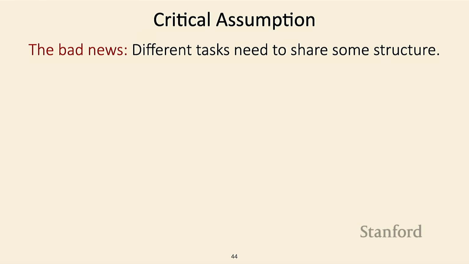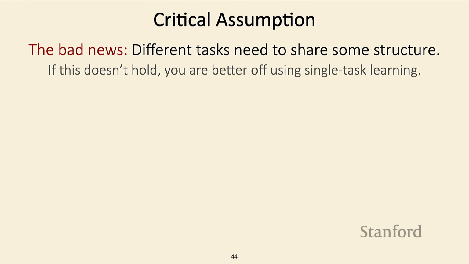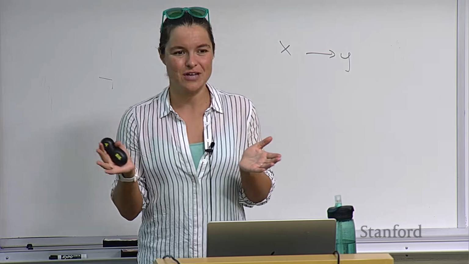But as I mentioned, there's one really critical assumption that comes up with these kinds of systems. And the bad news about this assumption is that the tasks that you train on need to have some shared structure. If they're completely independent from one another, then you won't get any benefit from training together, or from trying to exploit the shared structure. And if they're completely independent, you're better off just using single task learning.